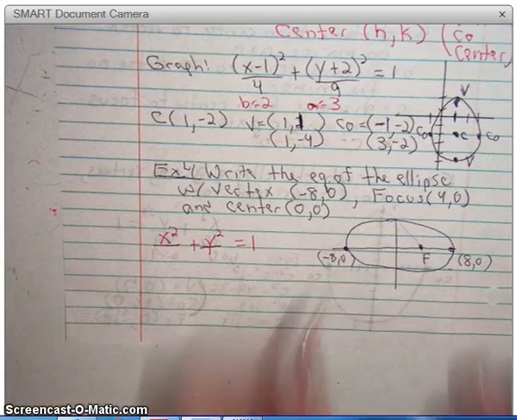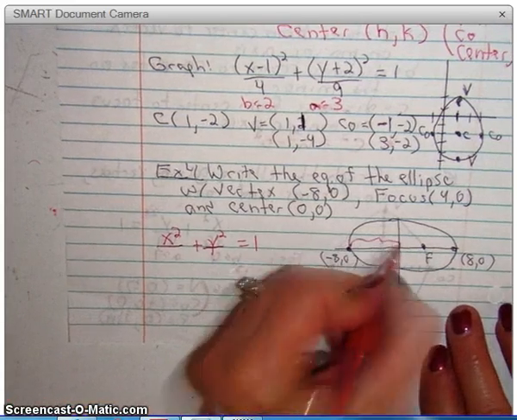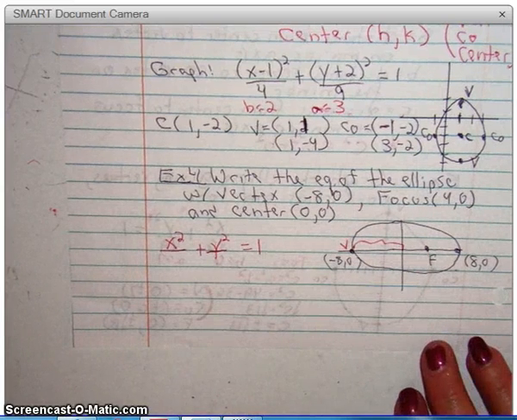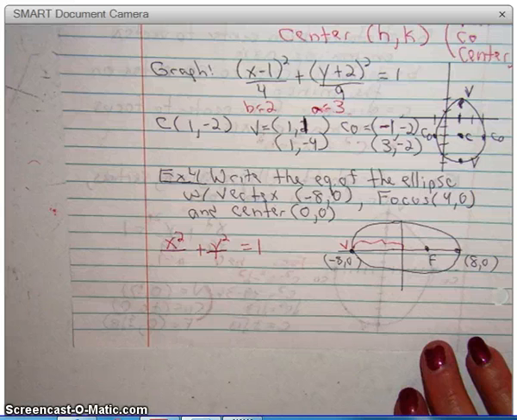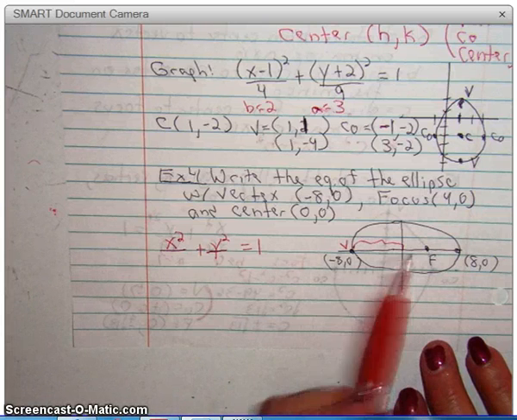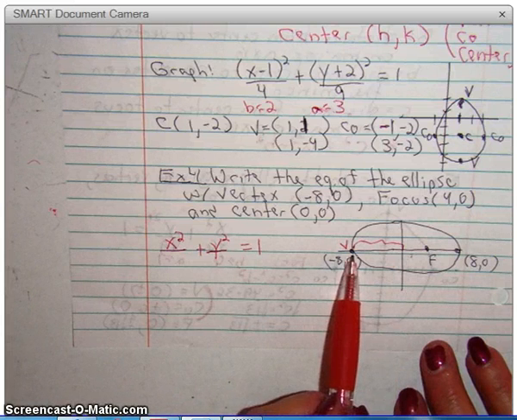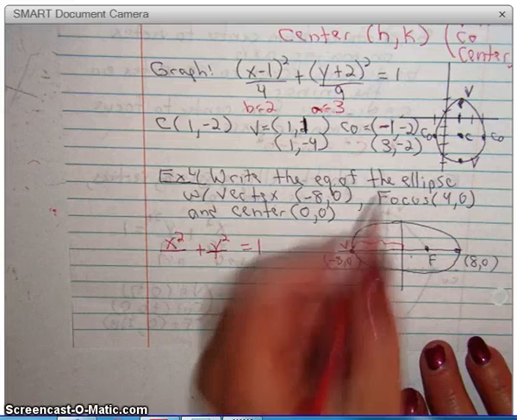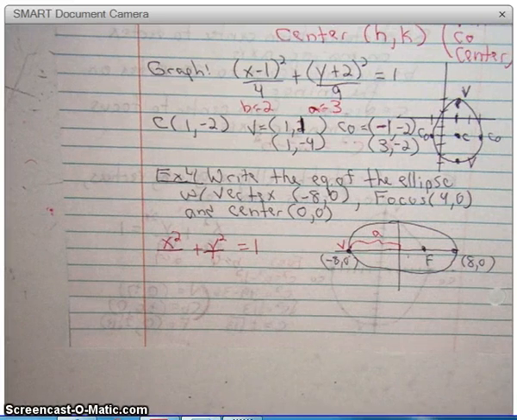Now, what letter is this, guys? Center to vertex. What letter is that? A or B? Center to vertex is always? C. Focus is C. Center to vertex is always A. Okay?